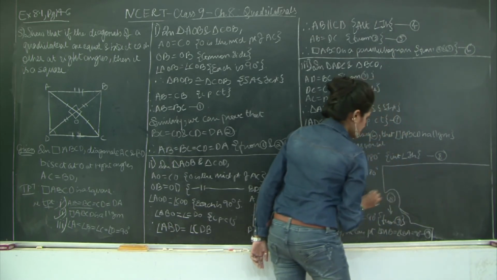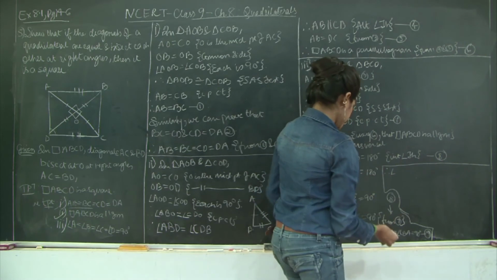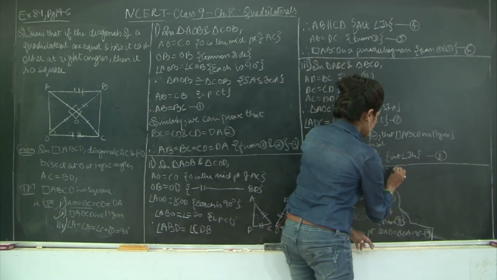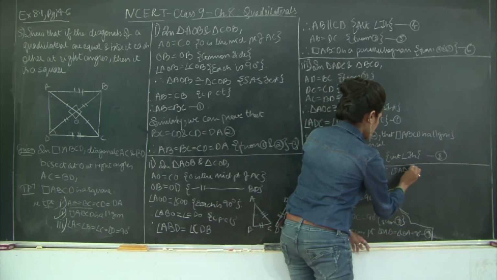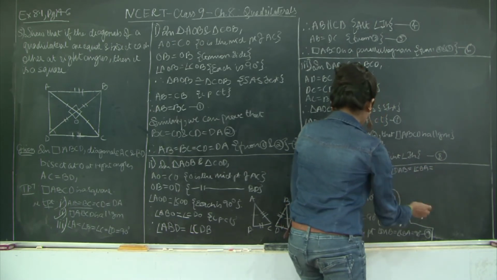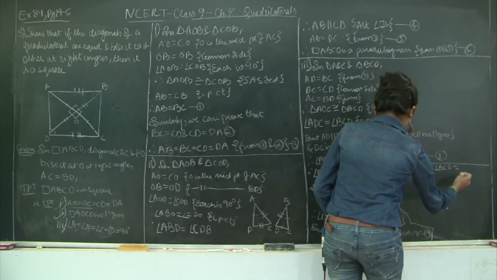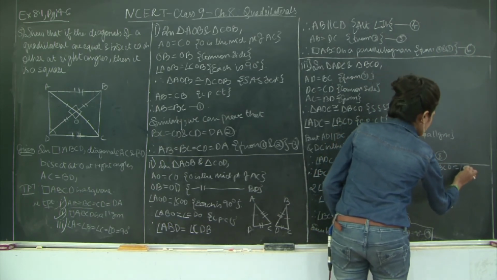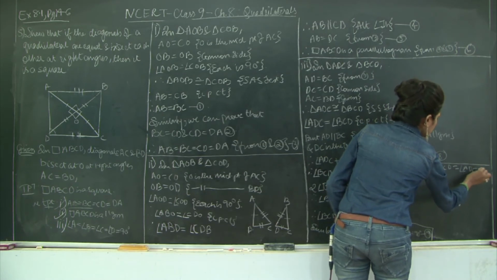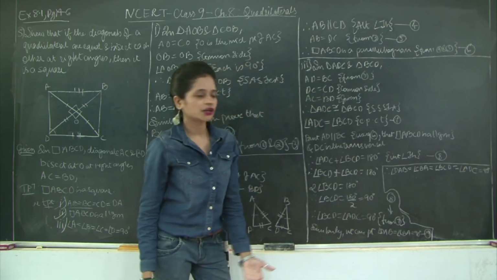What do you get from 8 and 9? Therefore, angle DAB is equal to angle CBA, which is equal to angle BCD, which is equal to angle ADC, which is equal to 90 degrees. Why? Because equals that are equal to the same thing are equal to each other.